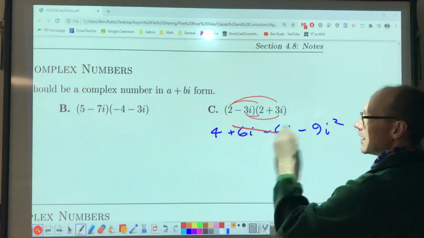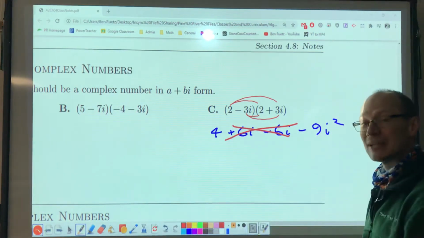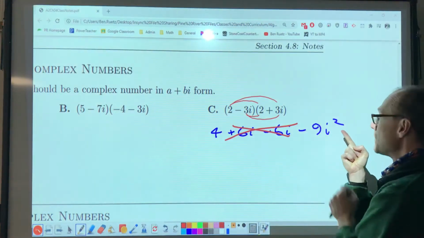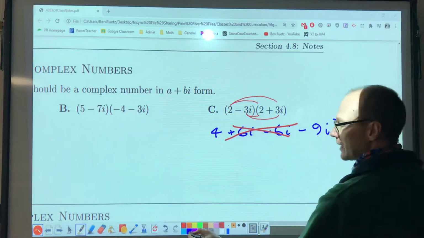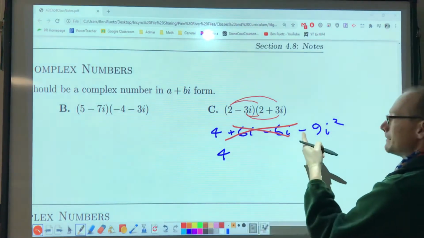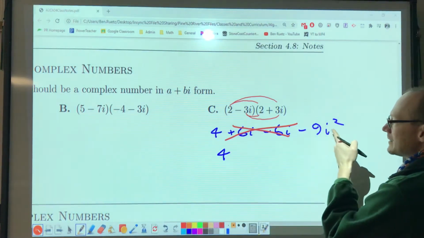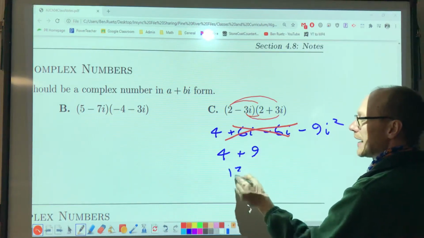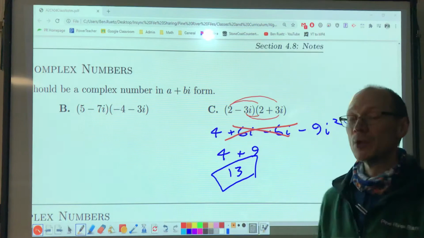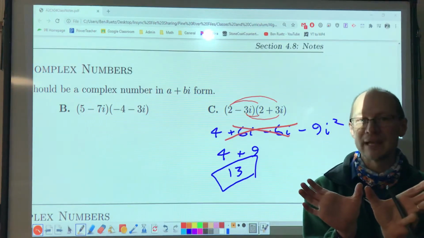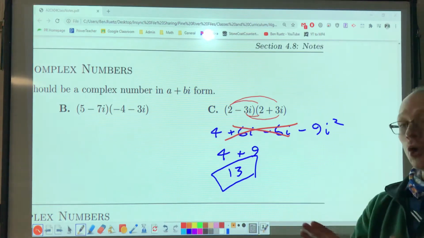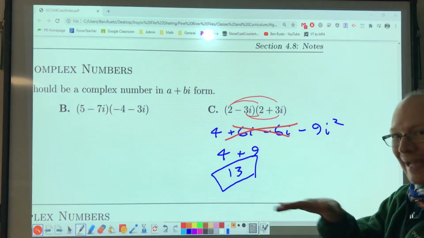Well, look at that stuff. The i, the imaginary part, drops out. And so does this drop out. This i squared becomes a negative 1. Minus 9 times negative 1, that's plus 9. 4 plus 9 is 13. It's real. When you multiply two complex conjugates together, you get a real number. The imaginary part drops out. And that is so key to when you're dividing these.